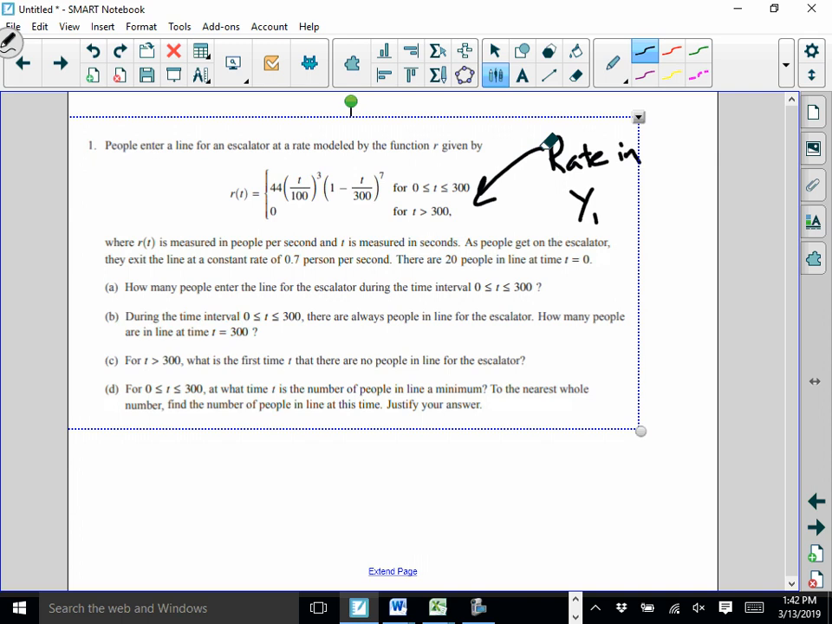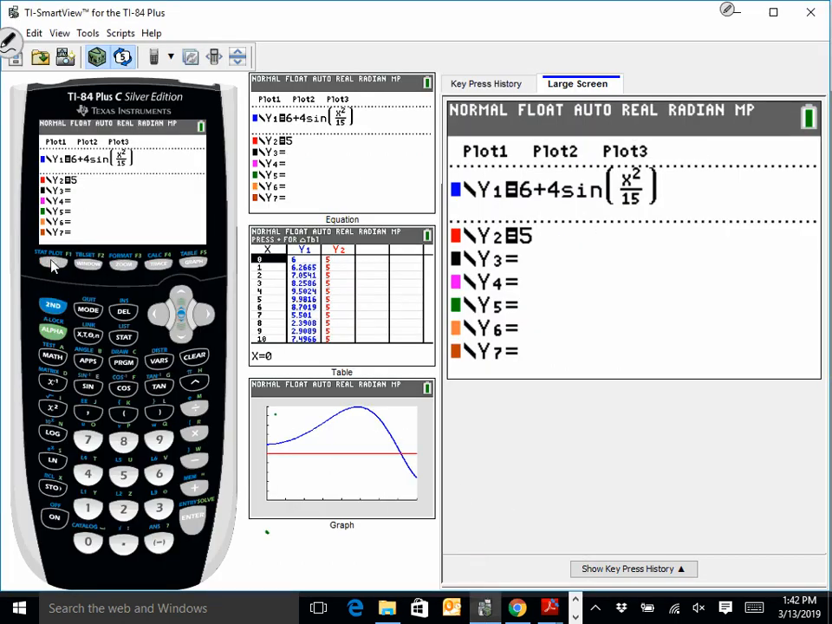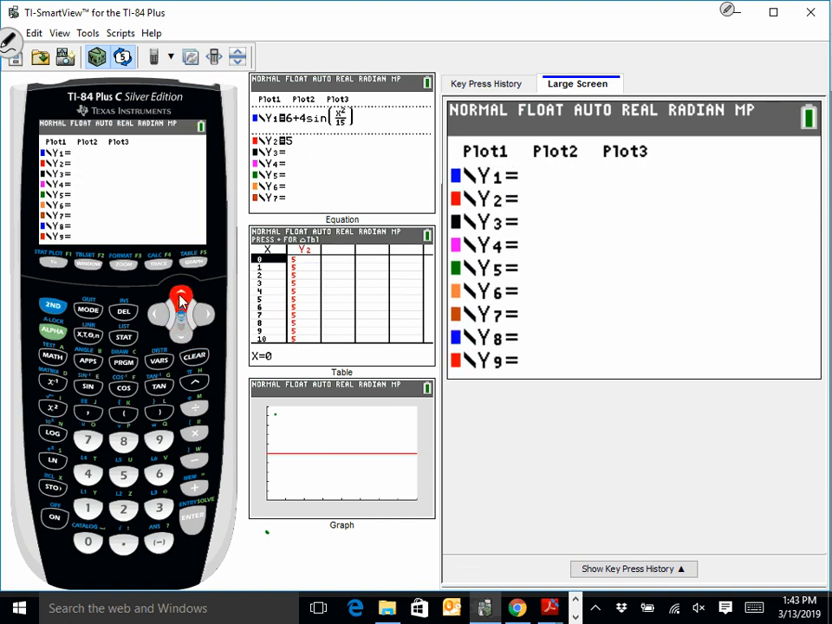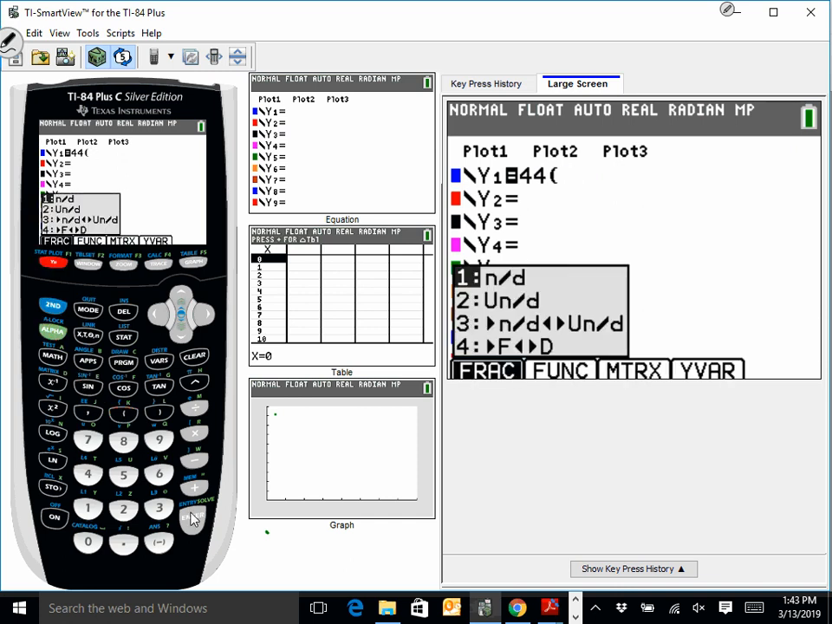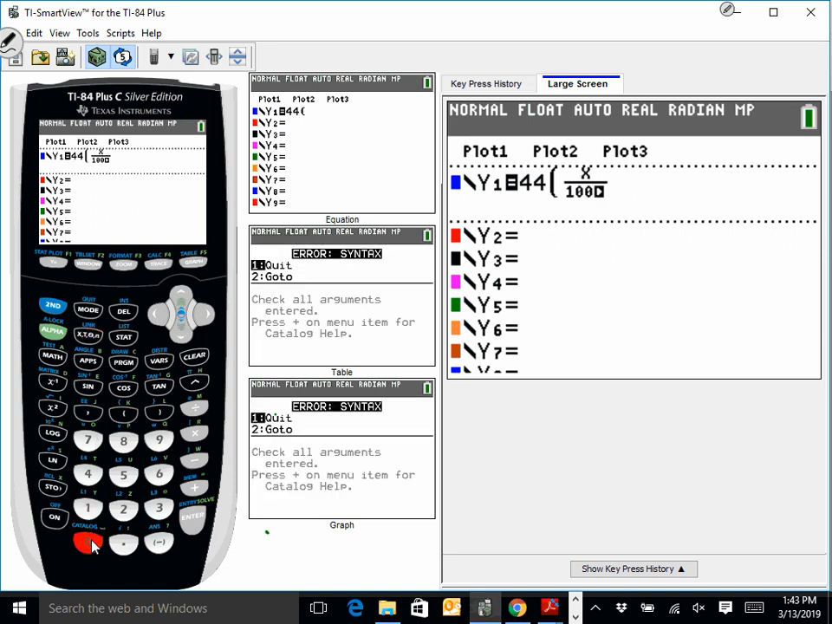Okay, so I'm going to go ahead and go to my calculator right away. When you do this, just make sure you do it once, but you do it accurately. Going to my y equals here, I want to clear out the garbage that's in there. And I'll just carefully type this in. So here's what I have. 44, parenthesis, t over 100. Obviously, we're going to use x instead of t. And that is to the third power.